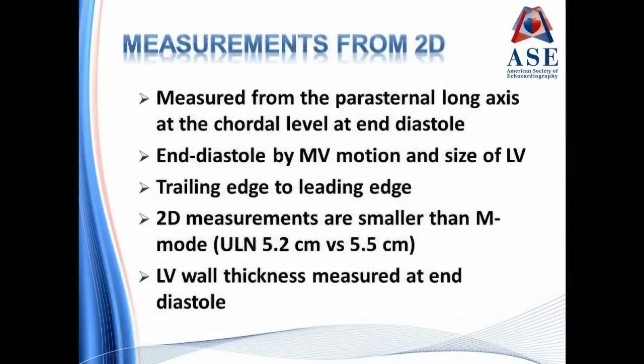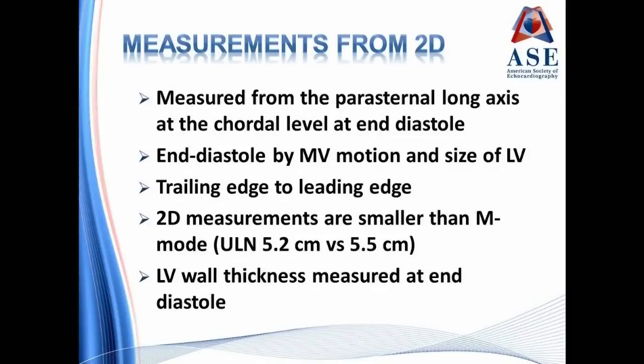But far more labs are making measurements from 2D images now, frozen 2D images. We measure the LV cavity at the parasternal long axis at the chordal level at end diastole. End diastole is judged by the motion of the mitral valve and the size of the LV cavity rather than the EKG, which is usually displayed at the bottom of the picture, but can lag the exact timing of end diastole. 2D measurements are made from trailing edge to leading edge, and so necessarily 2D measurements are smaller than M-mode measurements.